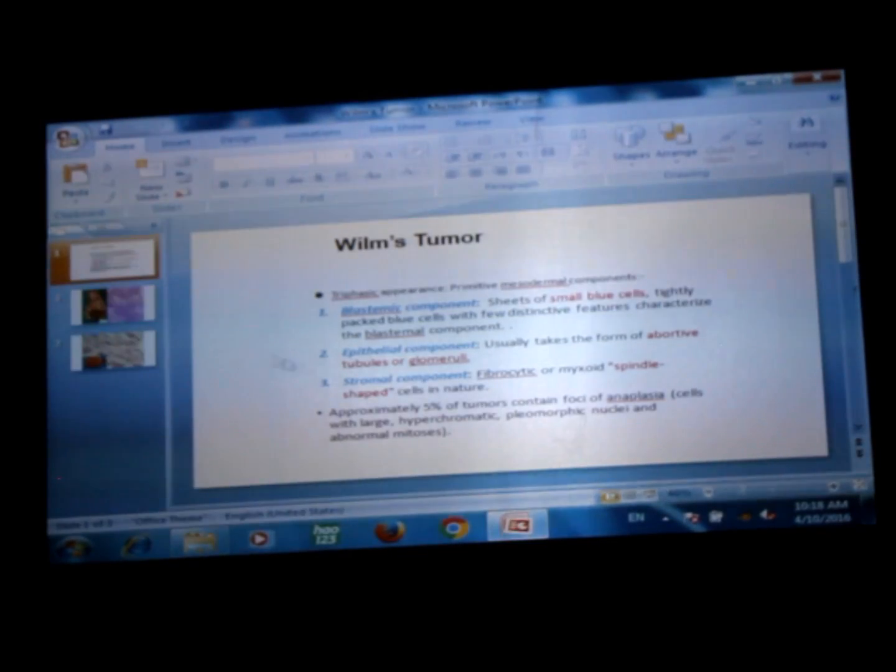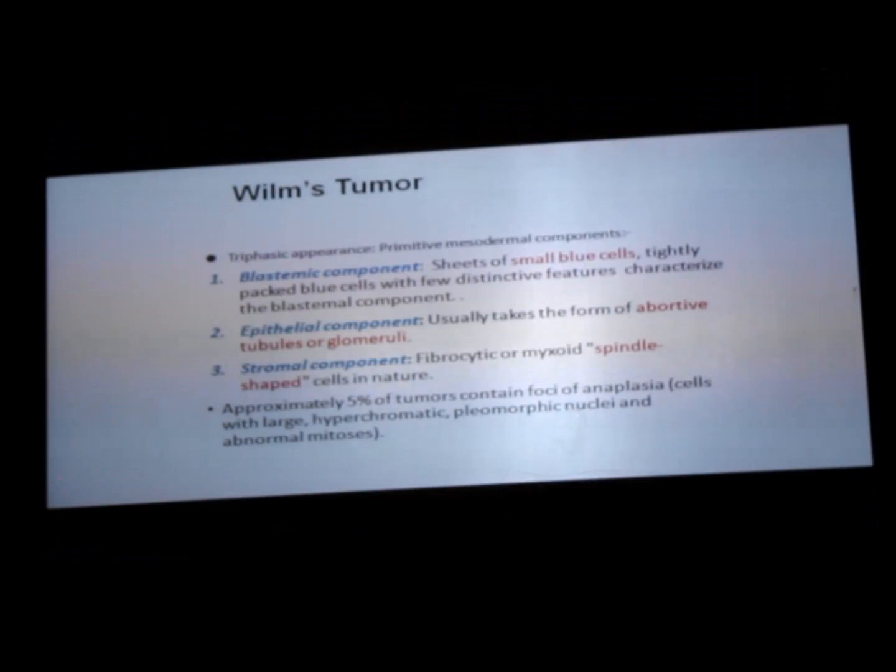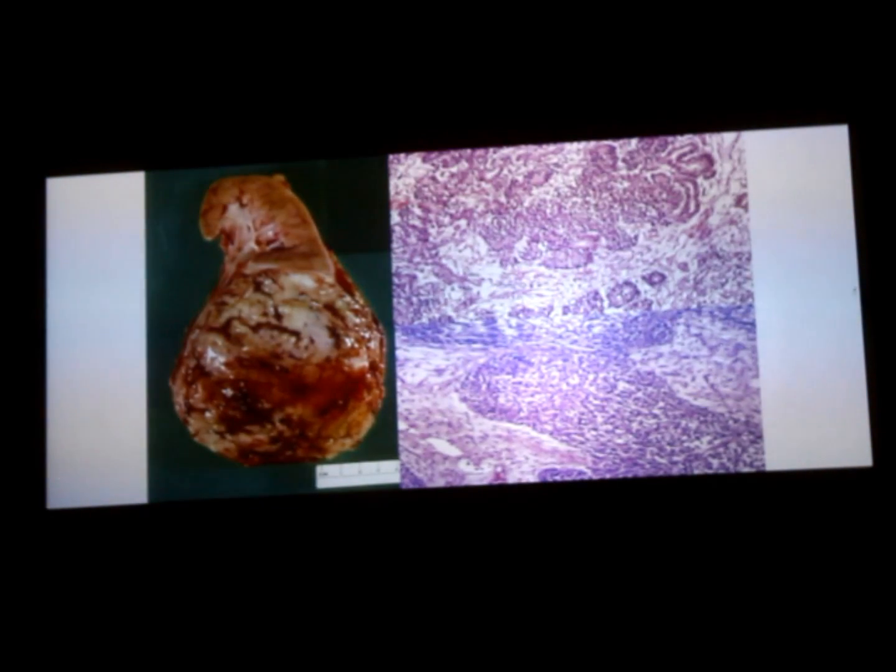Renal system. Only one slide was given, which was of Wilms tumor. Wilms tumor consists of three components: the blastema, which is the primitive tissue from which the kidney develops, epithelial components inside it, and the stromal component. So this is the blastema. This is the tumor arising in the lower pole of the kidney. This is the kidney. This tumor is seen in children.